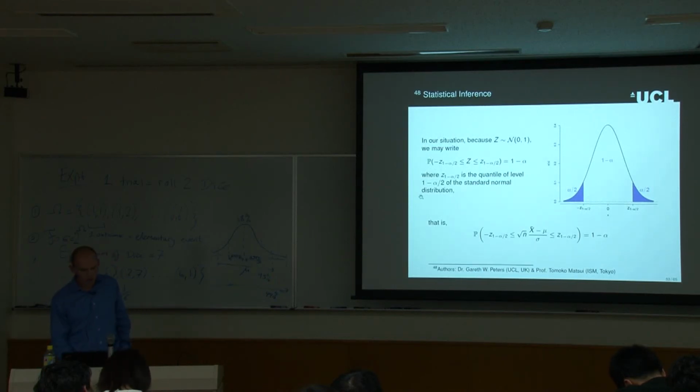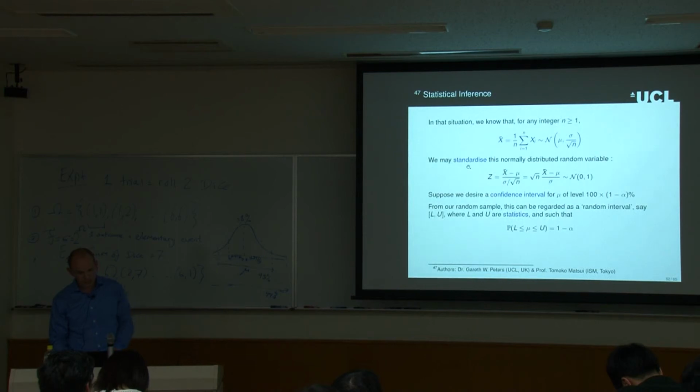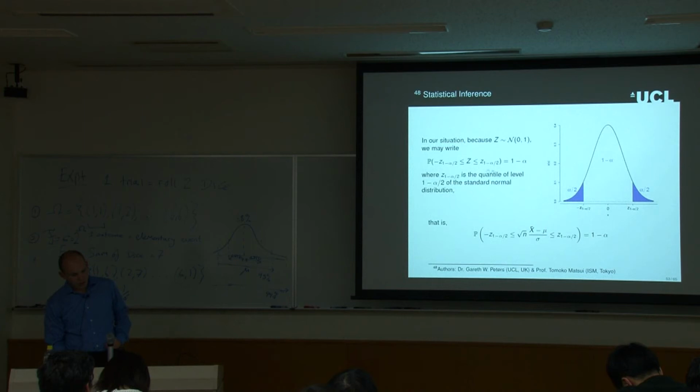So we introduced this z value to allow us to use standard normal 0, 1 values in our calculations. And so we can write the probability that this random variable z, which you remember is calculated by standardizing our x bar, is between these quantile levels is equal to 1 minus alpha.